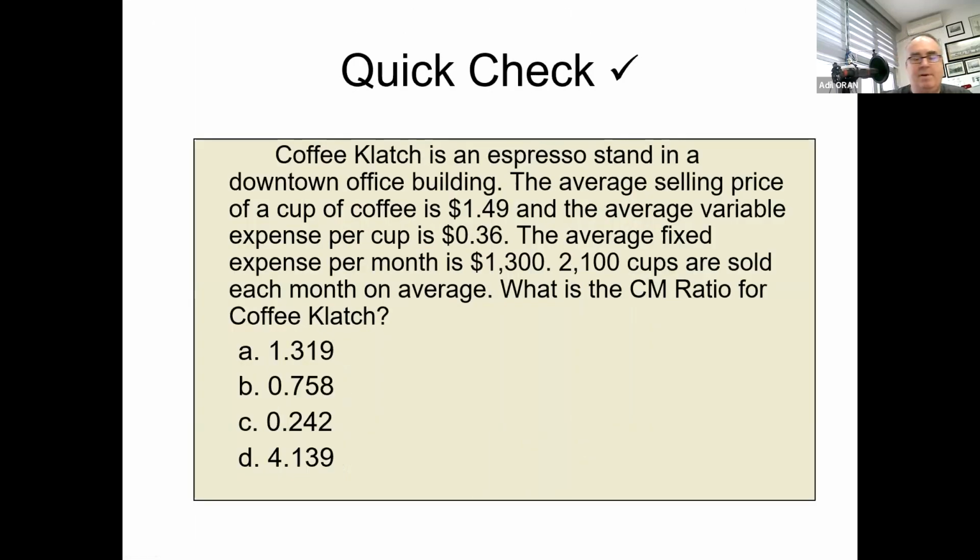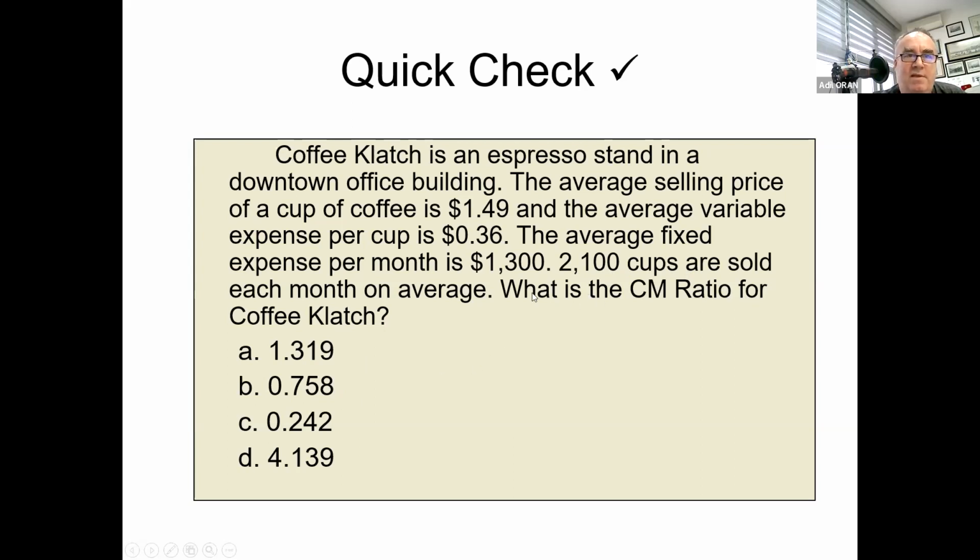Let's think about this company where you're trying to sell coffee, espresso, on the street, and you have a little cart. The average selling price of a cup of coffee is $1.49. Average variable expense per cup is 0.36. Average fixed expense is 1,300. Okay. So if you expect to sell 2,100 cups each month on average, what is the contribution margin ratio for Coffee Klatch? So again, be careful.